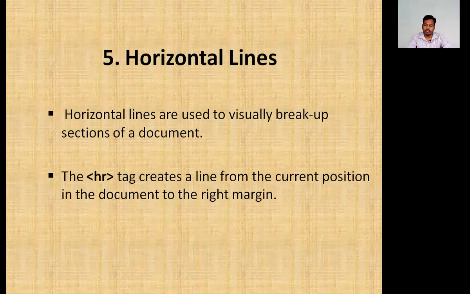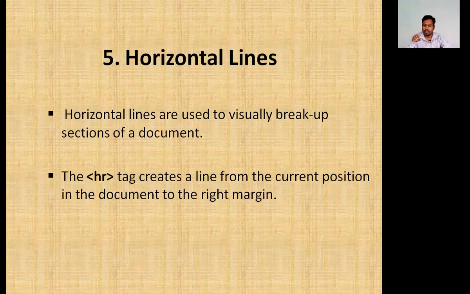Horizontal lines are used to visually break up sections of a document. You can divide your page or your document into a number of different sections. You have seen in some forms, right? In some forms, you have to fill in your basic details like your name, father's name, address, and all. And then a sharp line is there, a horizontal line is there. And after that, you have to fill in your education details, and after that some line is there. Then there are uploading options.